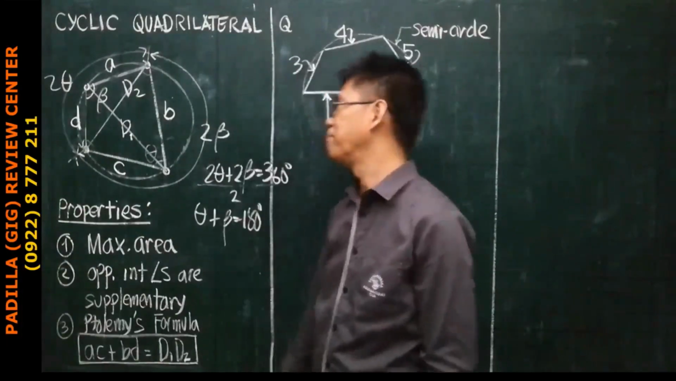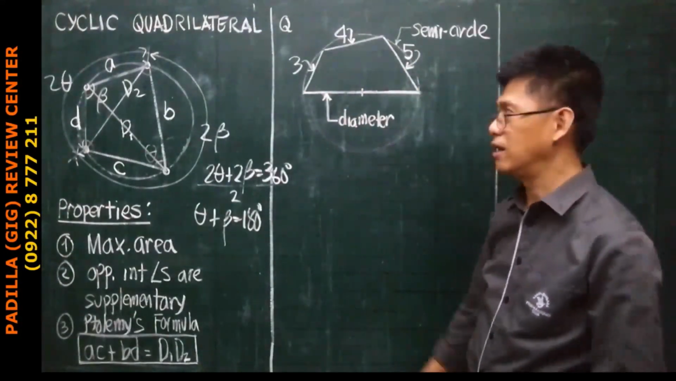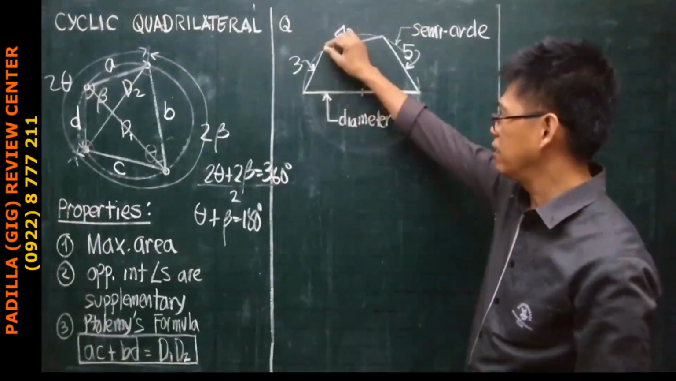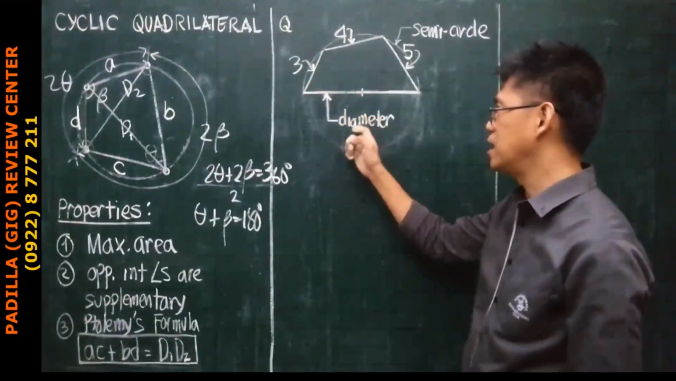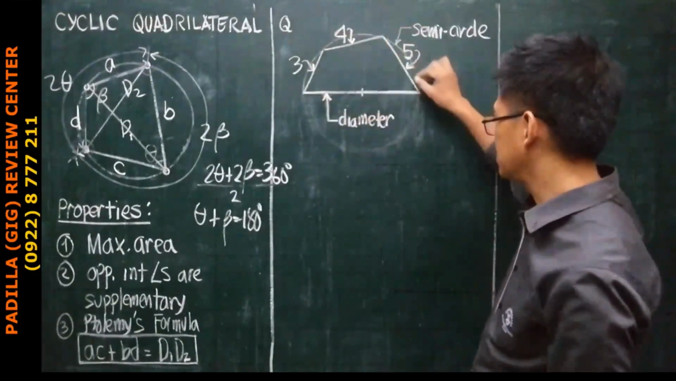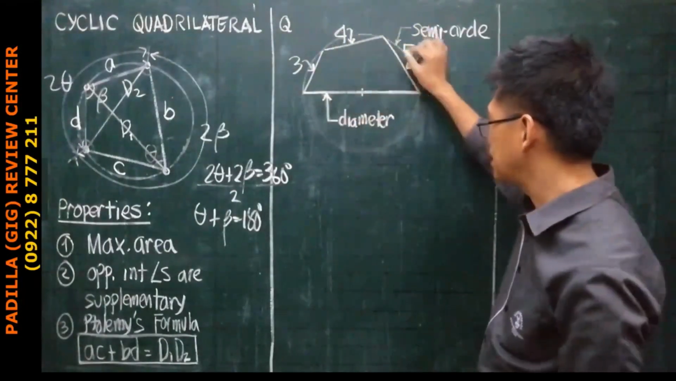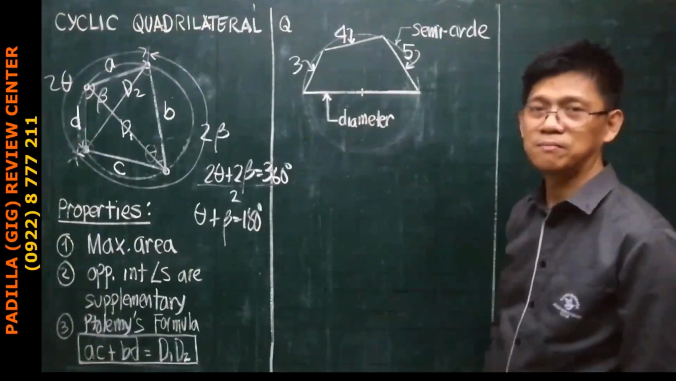You follow? Okay. In this problem, we have a quadrilateral whose sides are 3, 4, and 5, and the other side is a diameter of the semicircle. So this one is a semicircle, and this is a semicircular arc. We want here the diameter.